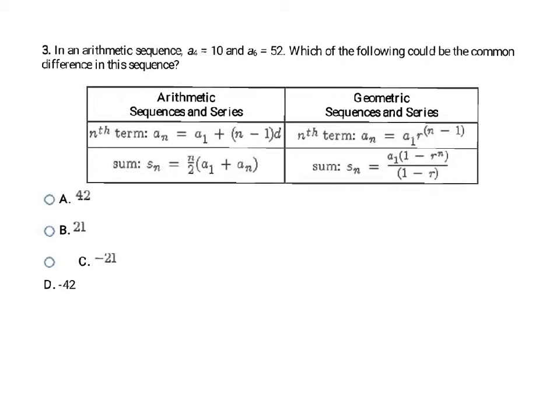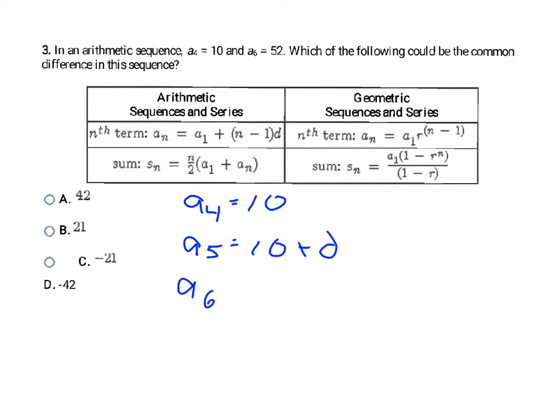Okay, this problem takes some algebraic thinking. I know that a sub 4 is 10, or the fourth term in this sequence is 10. The 6th term is 52, and I want to know what the common difference could be. So right off the bat, I know a sub 4 is 10. Well, I know a sub 5 is going to be the 4th term plus the difference. But since I already know that a sub 4 is 10, I can just write it as 10 plus whatever difference I'm looking for.